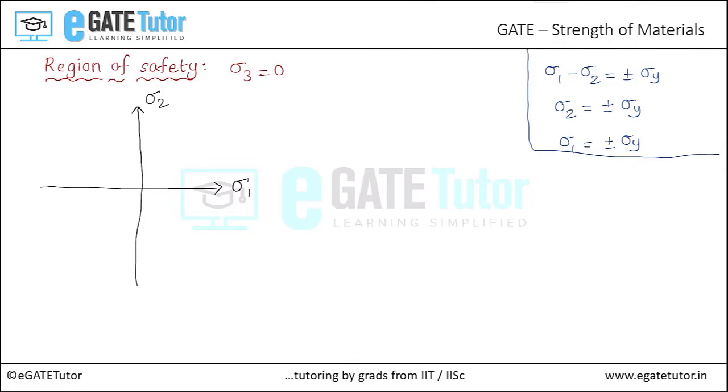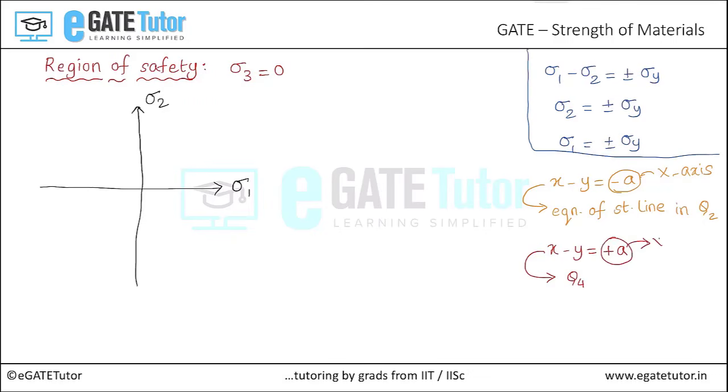Also, it is very important to note that if there is any equation in the form x minus y is equal to minus a, this indicates a straight line in the second quadrant with minus a as intercept on the x-axis and plus a as intercept on the y-axis. Similarly, if we have an equation of the form x minus y is equal to plus a, this is the equation of a straight line in the fourth quadrant where plus a is the intercept on the x-axis and minus a is the intercept on the y-axis.